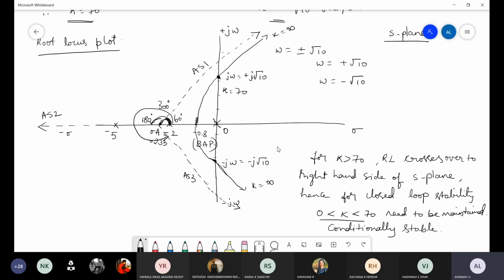So I hope that all of you have taken this one. Any doubt in this particular numerical, you can ask me. Any doubt? It's very simple, only the plotting of a root locus, but we need to have the idea of plotting the root locus. You need to concentrate, that's all. Shall we go to the next numerical?